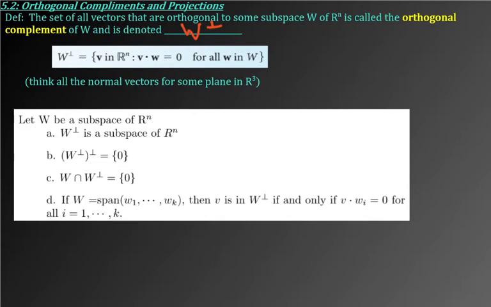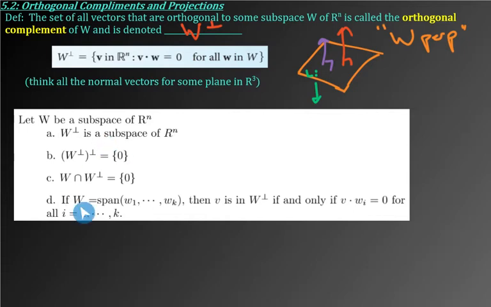Basically, it's the set of all perpendicular things to something else, okay? So if W is a plane, let's say, we're talking about all these perpendicular vectors. It could be that one. All sorts of perpendicular vectors, right? W could be this plane, and then these normal vectors are the things in W perp. And that's actually how I say it. W perp. That's how I say it.